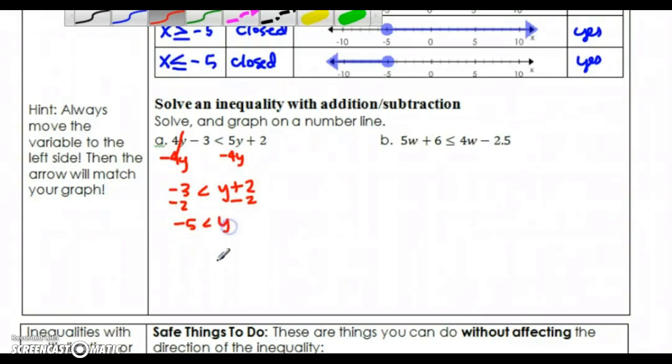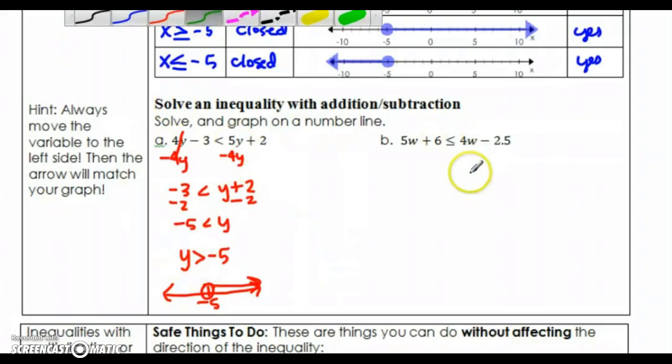-5, so if we always move the variable to the left side, so that would mean moving the y here, keeping the mouth trying to eat the y. Just think of it kind of like a little monster. And then -5. Then the arrow will match our graph. And that will help if we were to graph this. So we're at -5. We have an open circle. Y would be greater, so it's going to point to the right. That's the way our line would go, but only when that variable's on the left side. And it's easier to read, I think.